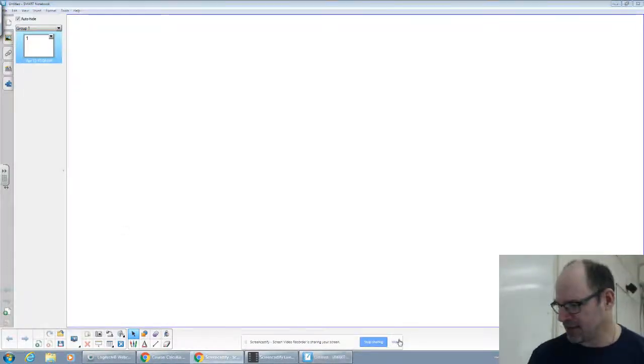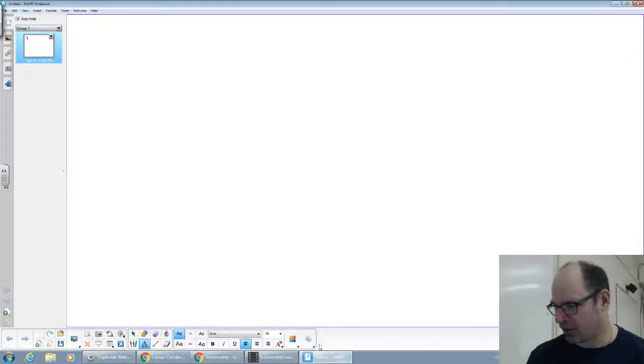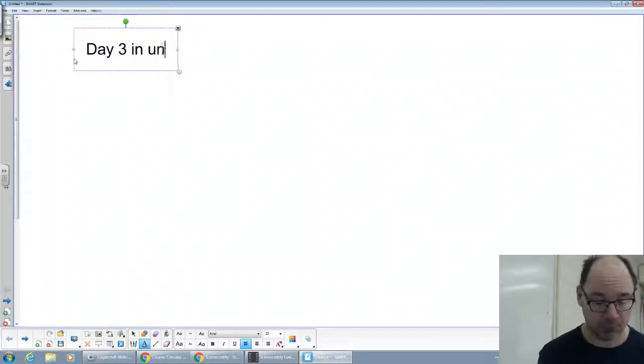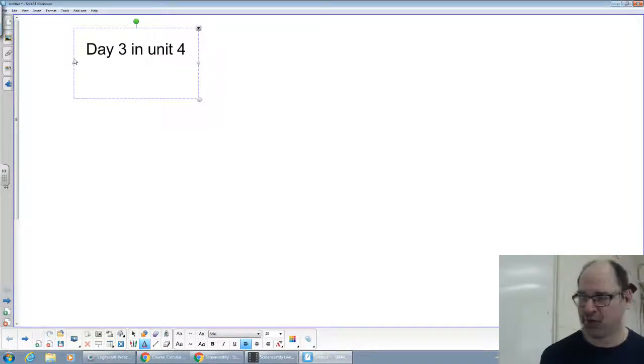Let's hide this and get our marker, our typing set up first. This is day 3 on unit 4 in calculus, and we're moving along pretty good. I'm pleased with everybody's work to this point. What we're going to look at is part 2 in the second derivative test.